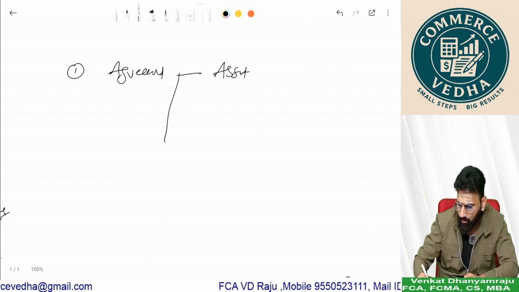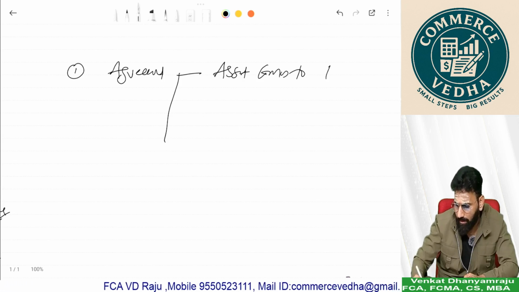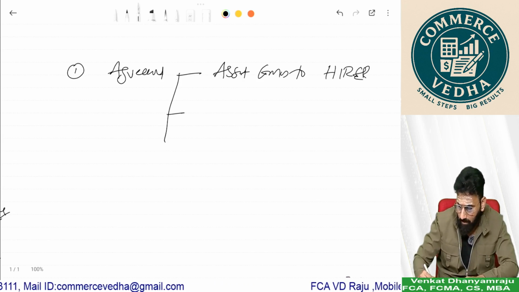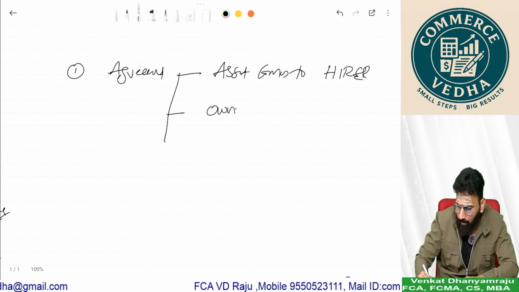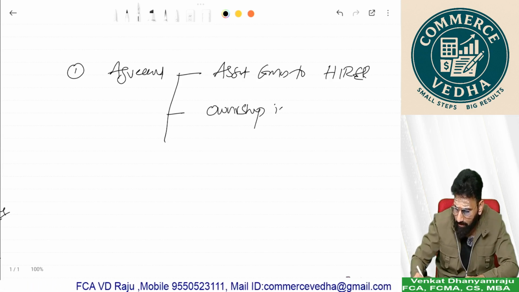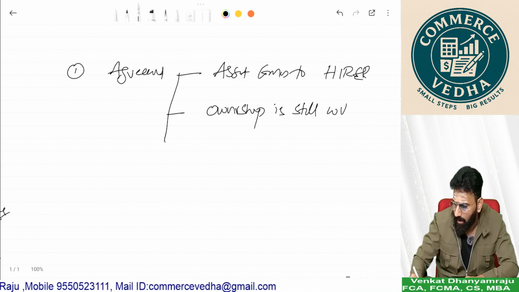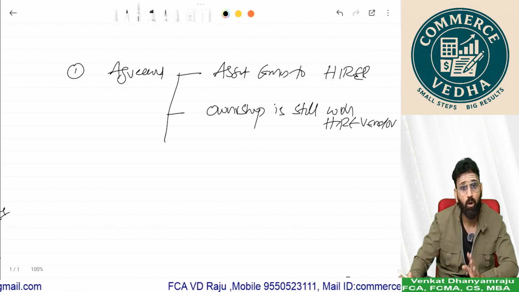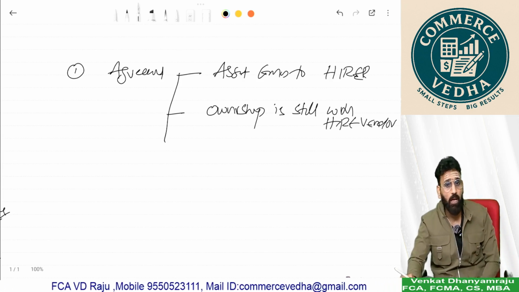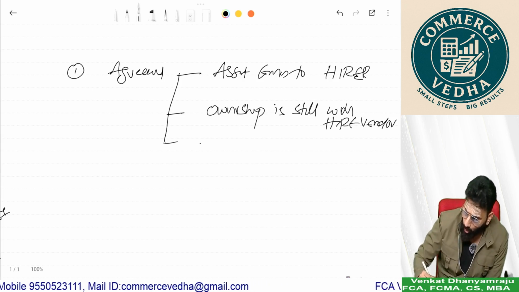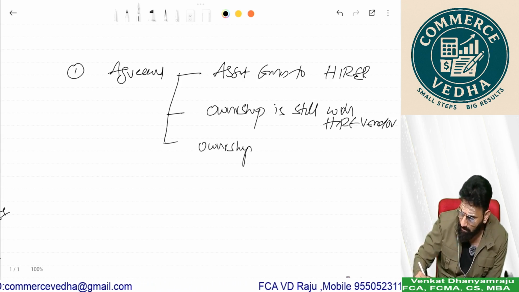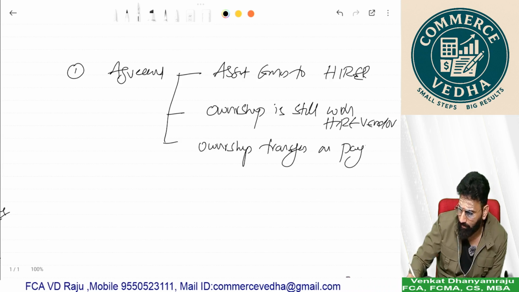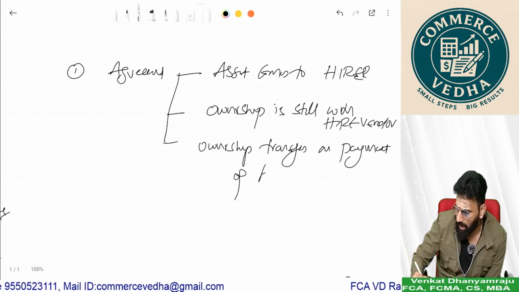Asset comes to hirer. Hirer here means hire purchaser. But ownership is still with hire vendor. Ownership is still with hire vendor. Why? Because installments is not paid. Ownership transfers on payment of last installment.